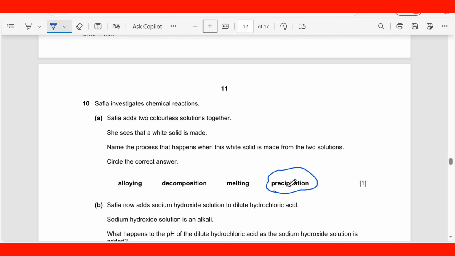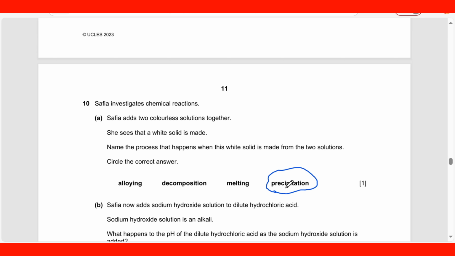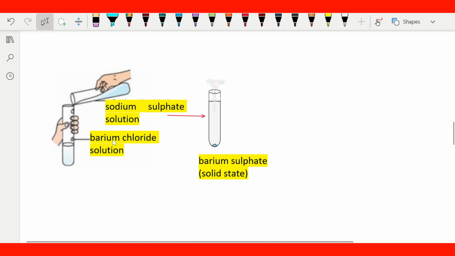What is precipitation? Let's take a closer look at precipitation. This is an example of two colorless solutions, given sodium sulfate solution and barium chloride solution. When we mix them together, they will form a precipitate. We can see at the bottom of the test tube, barium and sulfate will form barium sulfate precipitation in solid state. Alright, that is the example of that question.